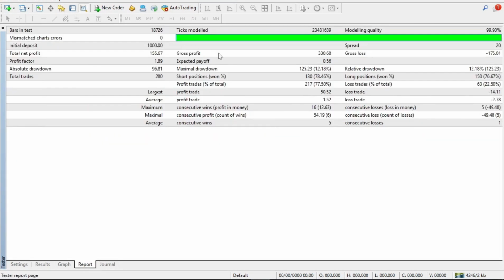And the results of the New Zealand dollar to Canadian dollar backtest for approximately 9 months are as follows. Total net profit $155.67. Drawdown 12.18%. Consecutive losses 5 times. Consecutive wins 16 times. Total traded 280 transactions. Profit 217 transactions and loss 63 transactions.